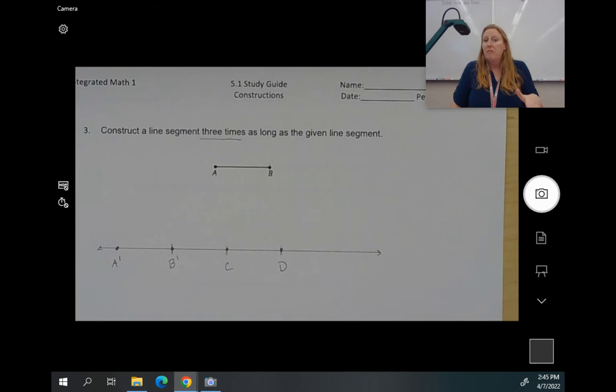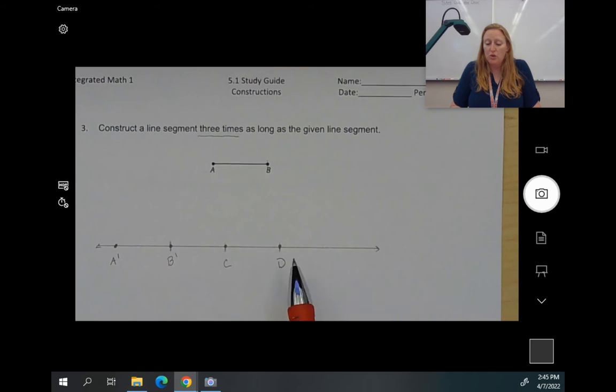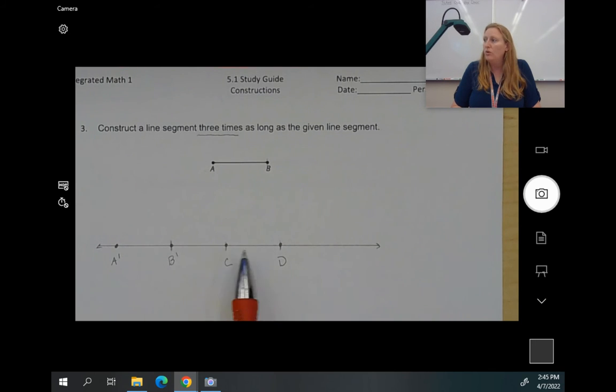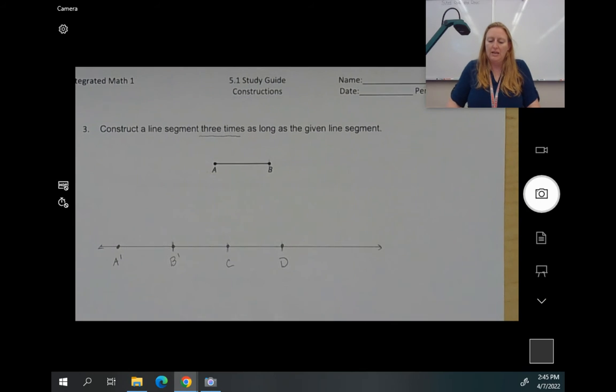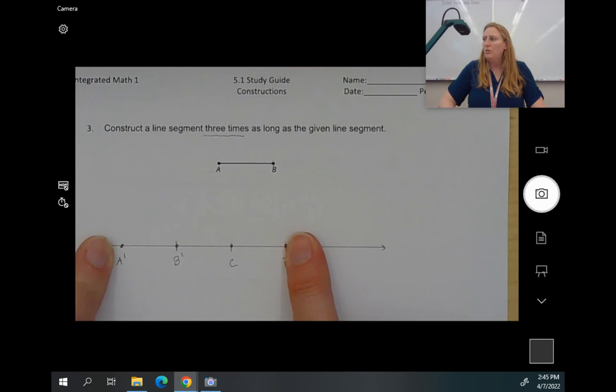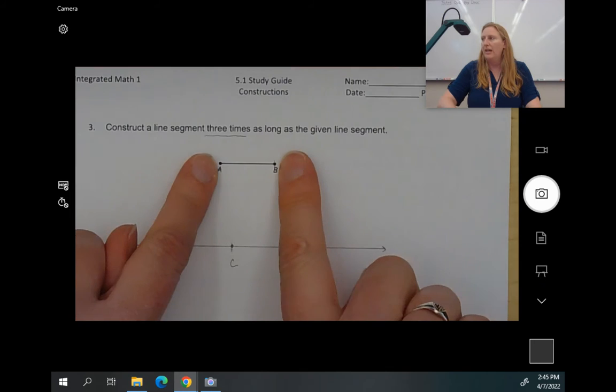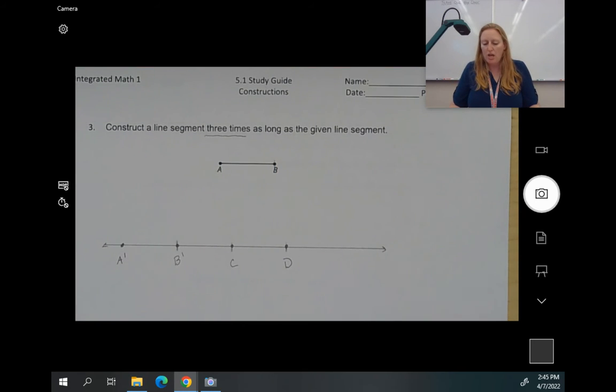And again, I'm not going to erase anything. This is me showing my work. I did it 1, 2, 3 times all the way across. And I can now see that this segment is 3 times as long as this segment up here. Hooray!